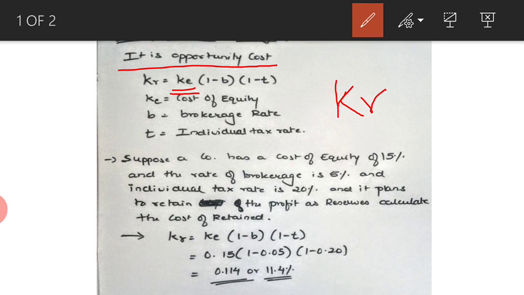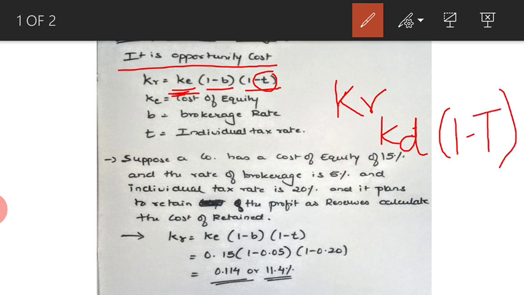So what is the formula for KR, or cost of retained earnings? It's very simple. It is cost of equity, that is KE, into 1 minus B into 1 minus t. It's small t. Please understand the difference here. In cost of debt, if you remember, we used 1 minus capital T, which was the corporate tax. But in this particular case, we are using a small t, which is the individual tax.